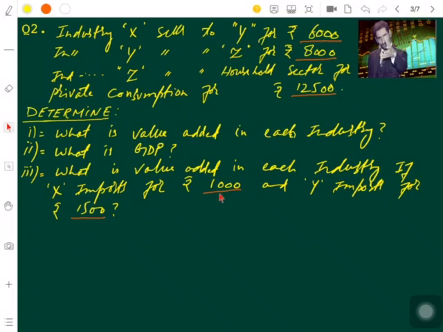Imports means we are buying something from any other nation. When selling and buying takes place between nations, nation A and nation B, it is termed as what? Imports and exports. If you are buying something from an outside nation, it is import. If you are selling something to an outside nation, it is export. So here we are being asked to look into the imports.